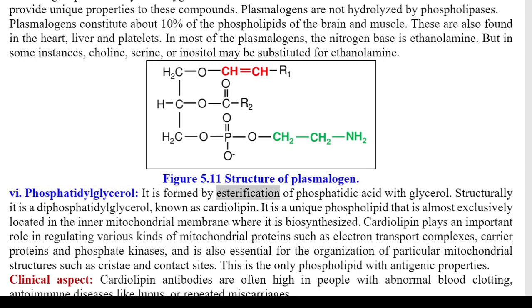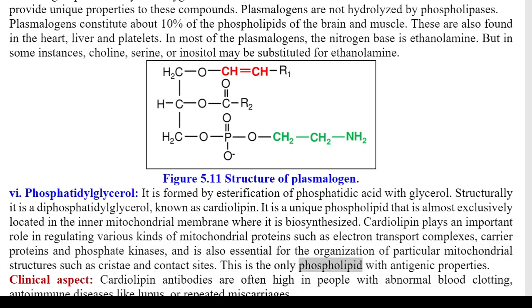6. Phosphatidylglycerol. It is formed by esterification of phosphatidic acid with glycerol. Structurally it is a diphosphatidylglycerol, known as cardiolipin. It is a unique phospholipid that is almost exclusively located in the inner mitochondrial membrane where it is biosynthesized. Cardiolipin plays an important role in regulating various kinds of mitochondrial proteins such as electron transport complexes, carrier proteins, and phosphate kinases, and is also essential for the organization of particular mitochondrial structures such as cristae and contact sites.